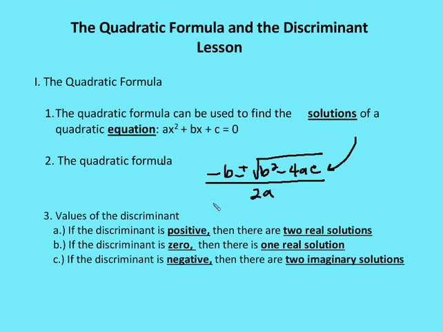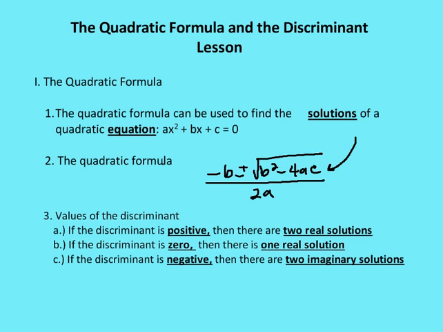If the discriminant is positive, then there are two real solutions. If I have a positive value underneath the radical, I'll end up with two values for my roots or solutions. It'll be minus b plus or minus that positive value, that's the discriminant, all over 2a. If the discriminant is 0, I'm going to end up with just one solution: minus b plus or minus 0, so my solution is minus b over 2a. That's one real solution. If the discriminant is negative, then I have two imaginary solutions.